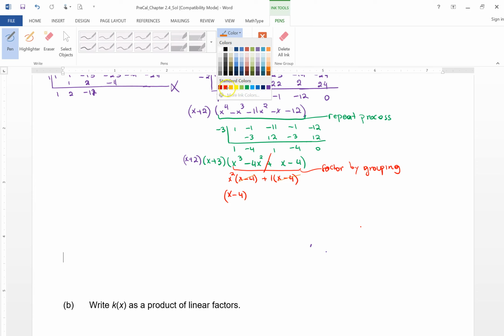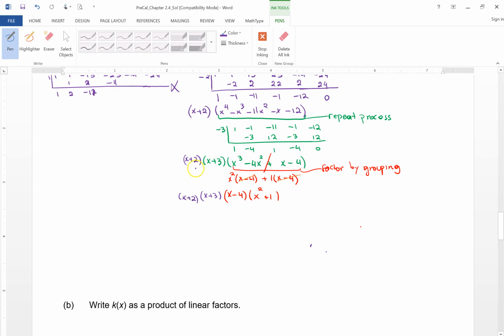Now, in another parenthesis, write down the coefficients of the common terms. So x squared plus 1, okay? And now I've factored the cubic expression. From before, I carry down what I had, so x plus 3 and x plus 2. These are the ones up here. And what I have here is x plus 2, x plus 3, x minus 4, and x squared plus 1.